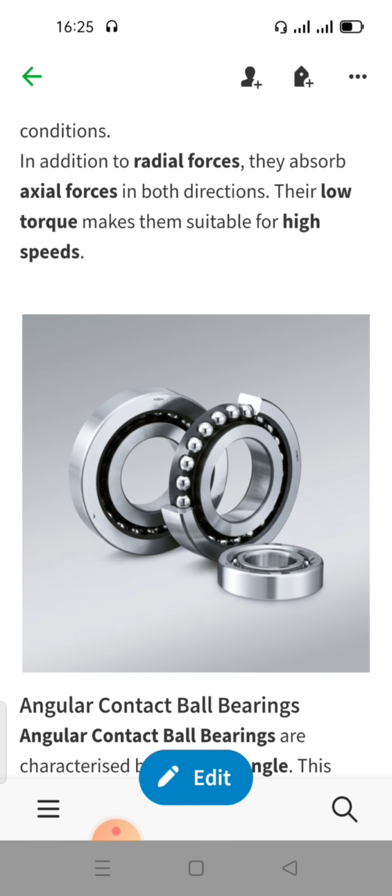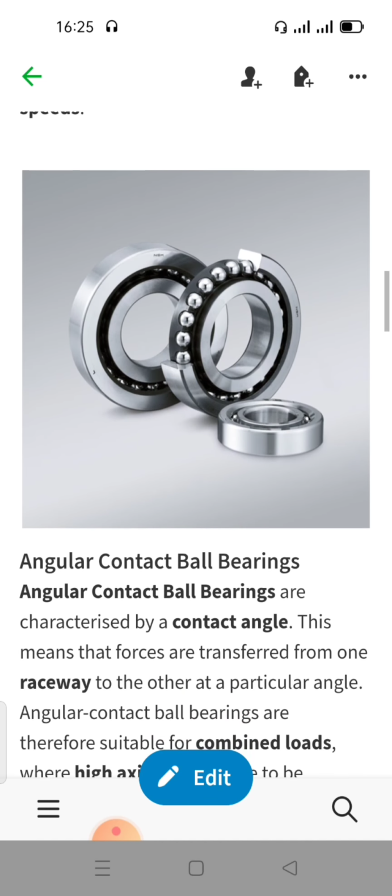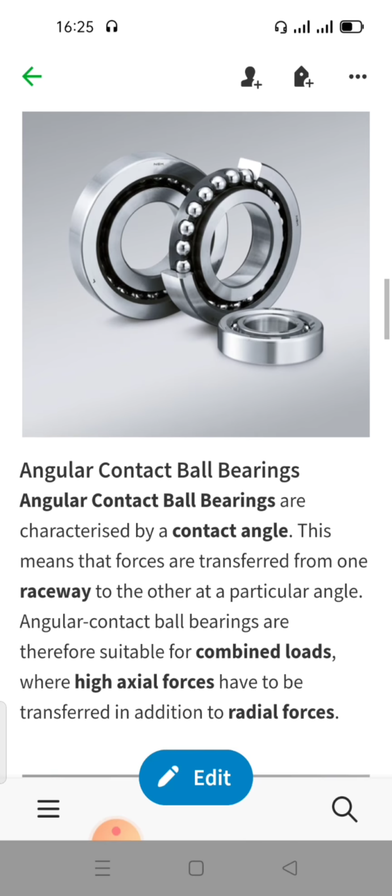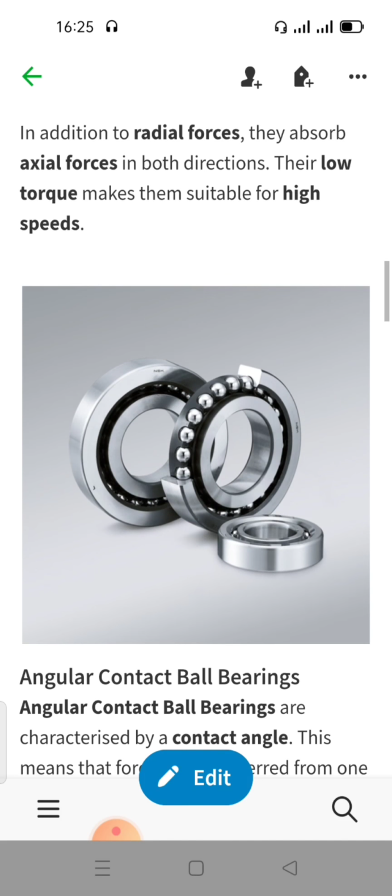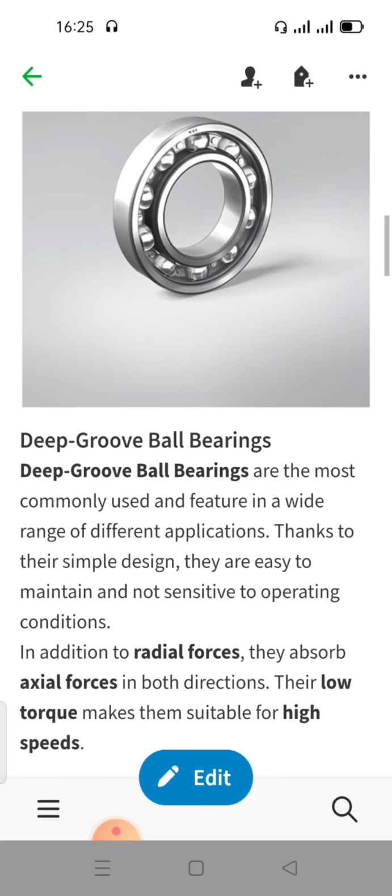Then the second type is angular contact ball bearing. The angular contact ball bearings are characterized by the contact angle. This means the forces are transferred from one raceway to the other at a particular angle. Angular contact ball bearings are therefore suitable for combined load, where high axial forces have to be transferred in addition to radial forces. Now, you can see the deep groove ball bearing.